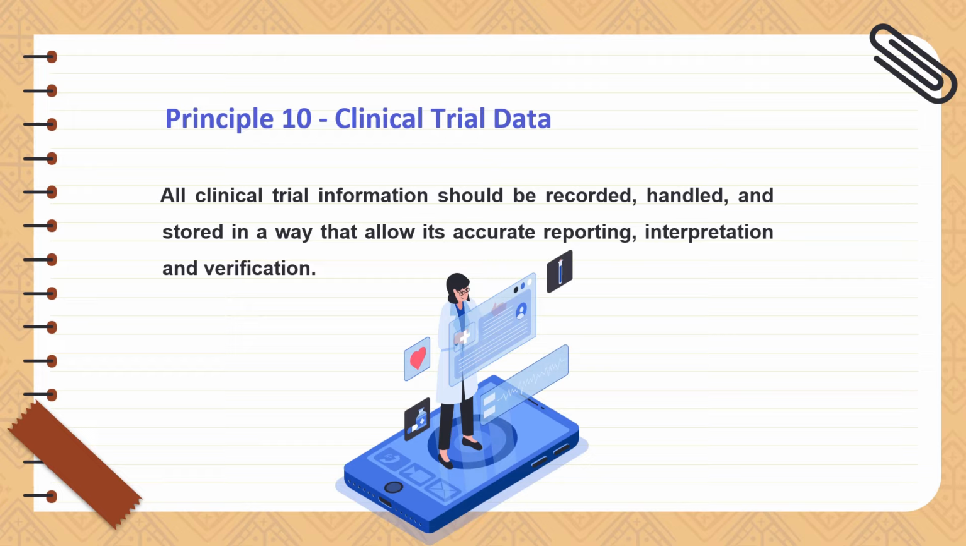Principle 10 talks about the clinical trial data. So you are conducting a clinical trial and you are going to get data out of it. All the clinical trial information should be recorded, handled, and stored in a way that allows its accurate reporting, interpretation, and verification. So whatever data you have collected should be properly recorded, handled, and stored. That is important because it should allow accurate reporting, clear interpretation of the data, and we should be able to verify it whenever there is an audit. That is principle 10 for clinical trial data.